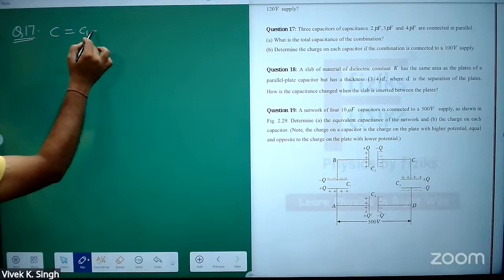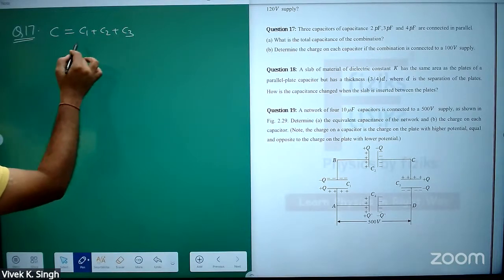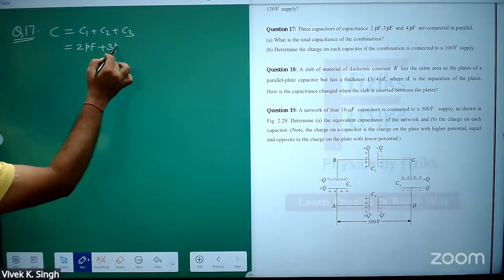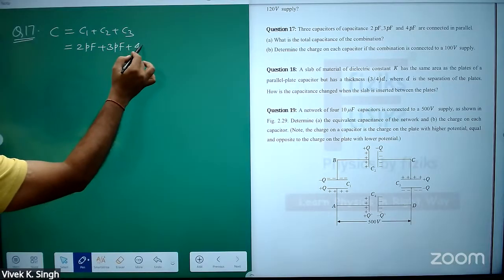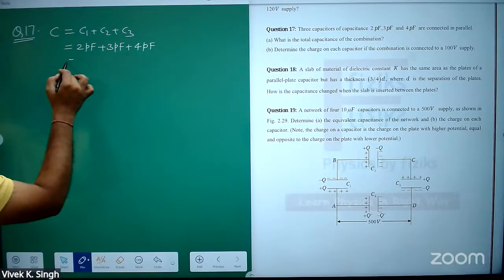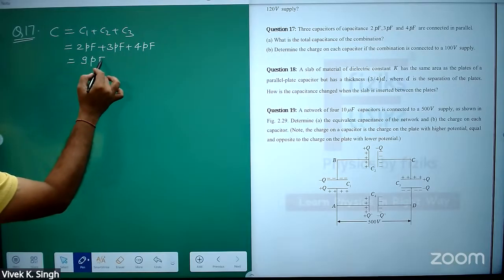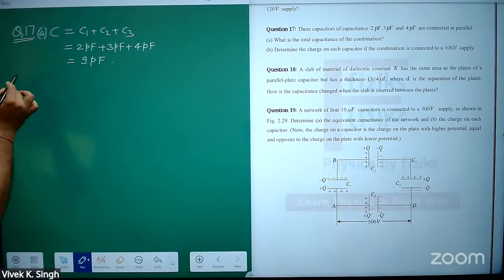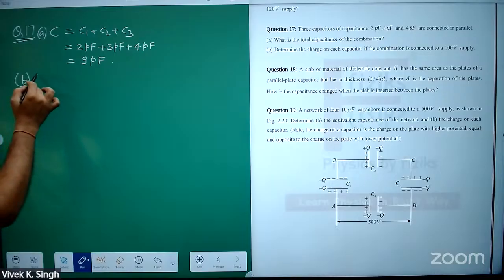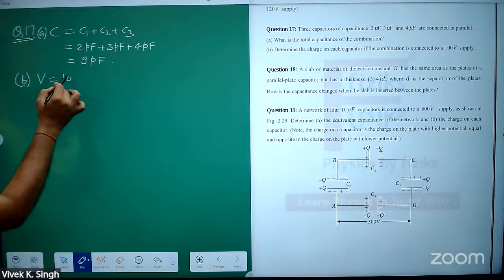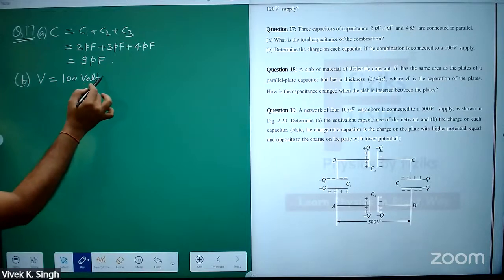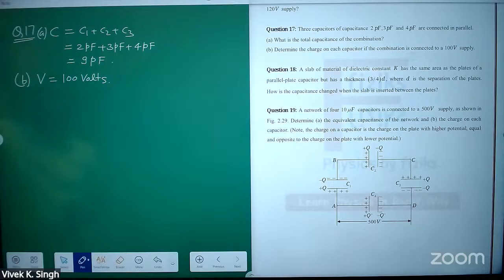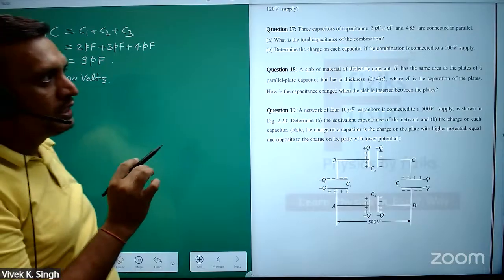So what will be the capacitance? In parallel it is C1 plus C2 plus C3. So this will be 2 picofarad plus 3 picofarad plus 4 picofarad, which is 9 picofarad. This will be the total capacitance. That is part A. In part B, V is 100 volts. So in parallel, voltages are the same.